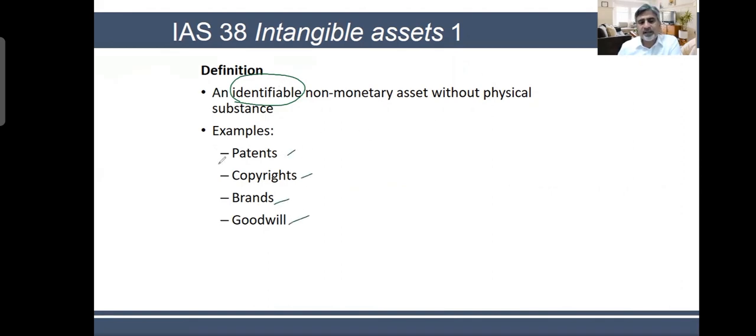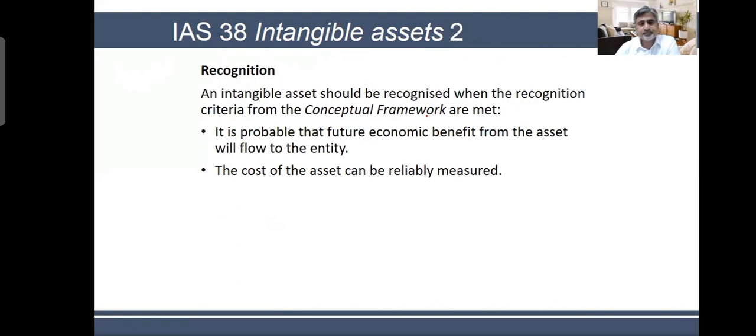By the way, goodwill is an intangible asset, but it is not treated under IAS 38. We do it with IFRS 3. So goodwill is an intangible asset, but it is not under IAS 38 because goodwill does not have a separate identification. When do you recognize it?